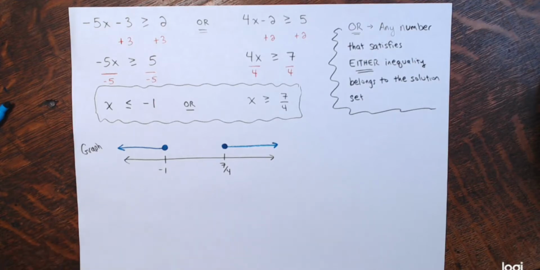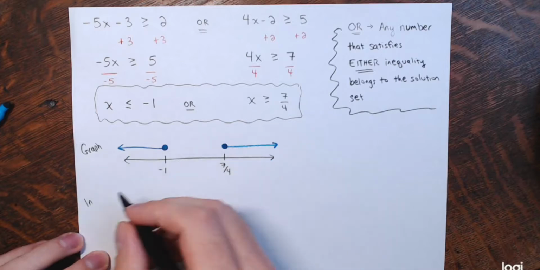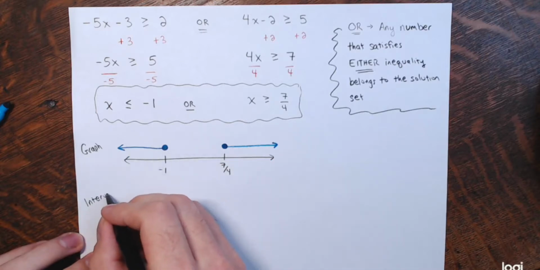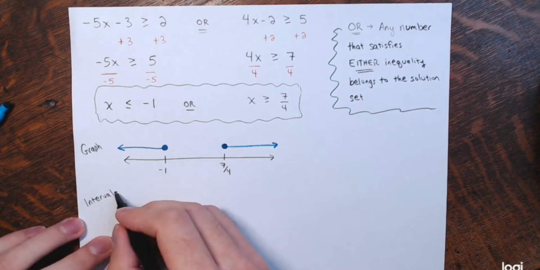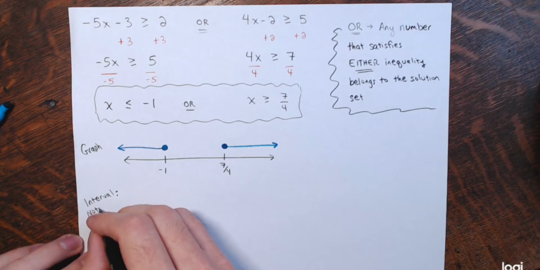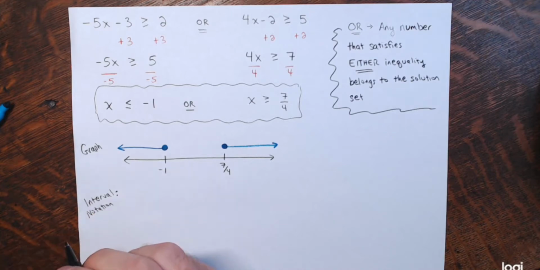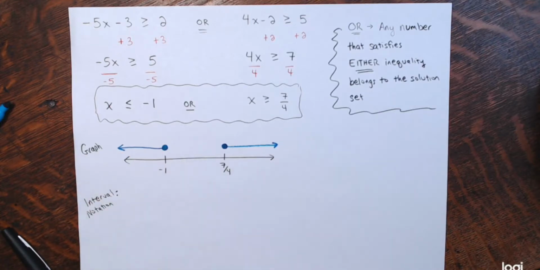Now I'm going to write the interval. Take this picture of solutions we just drew and describe the same set of numbers in what's called interval notation. Now, you always go left to right, low to high.